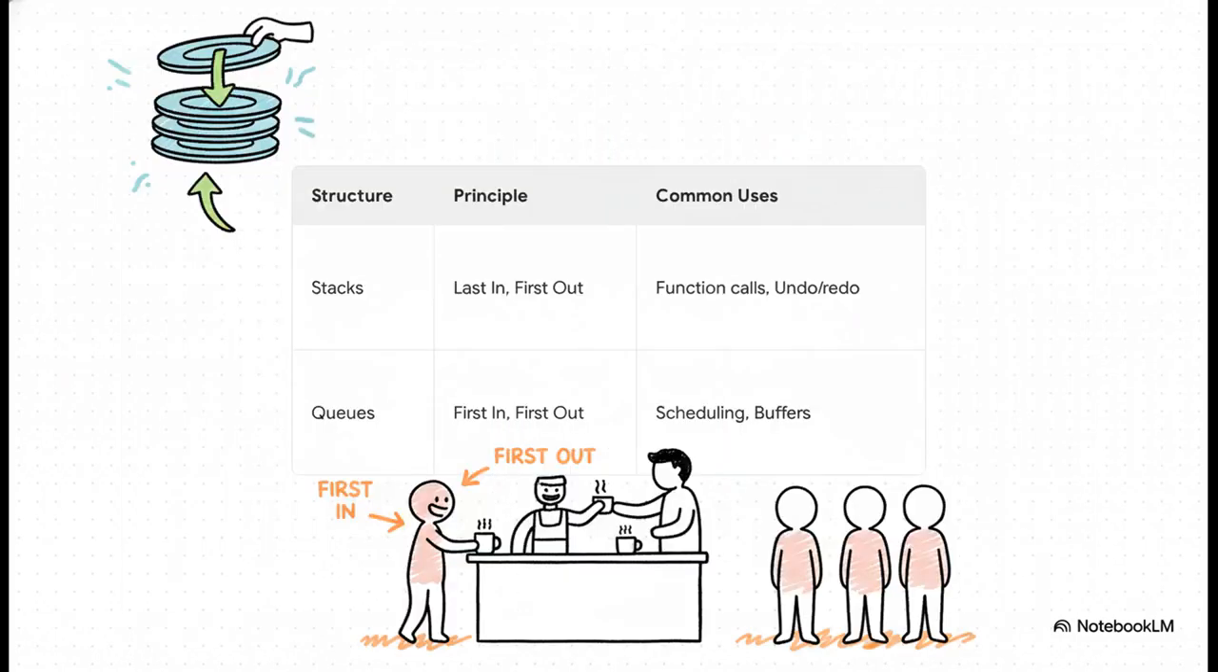Next up are the constrained ones. A stack is just like a stack of plates. You can only add a plate to the top or take one from the top. The last one you put on is the first one you take off. This is literally how your computer's undo function works.